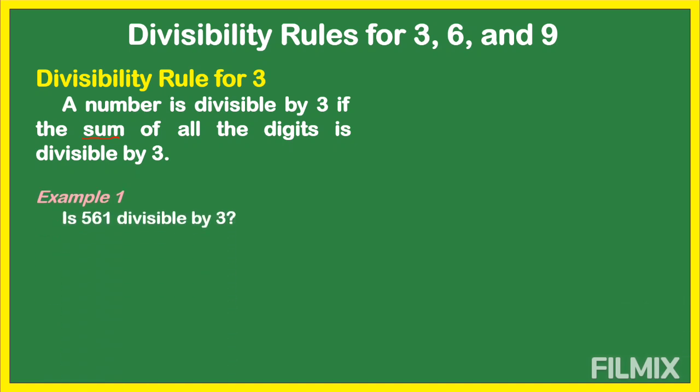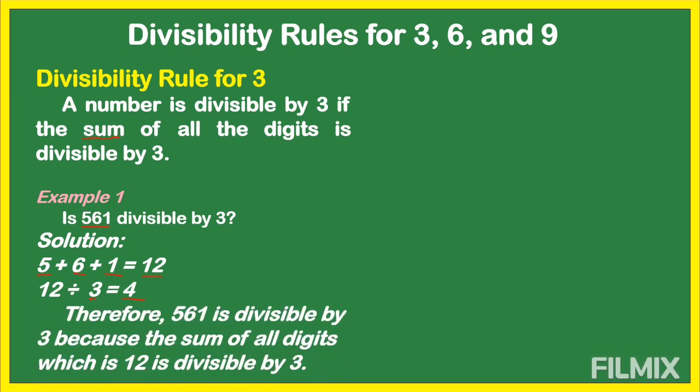So, for example, is 561 divisible by 3? To get the answer, we're going to add all the digits. That is 5 plus 6, the answer is 11, plus 1, the answer is equal to 12. Then, 12 divided by 3, the answer is equal to 4. So it means that 12 is divisible by 3. Therefore, 561 is divisible by 3 because the sum of all digits, which is 12, is divisible by 3. 12 is a multiple of 3.